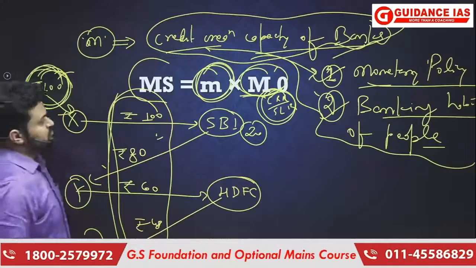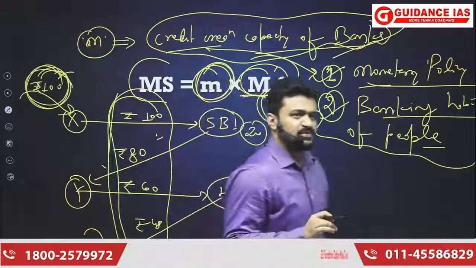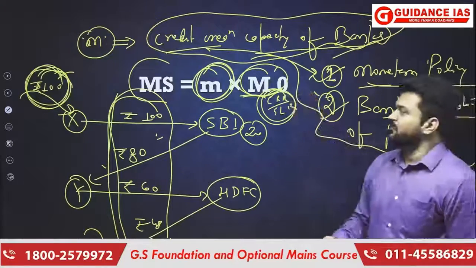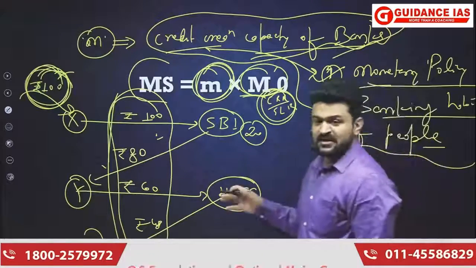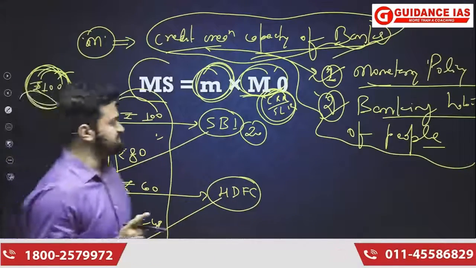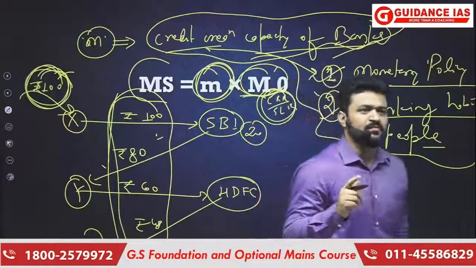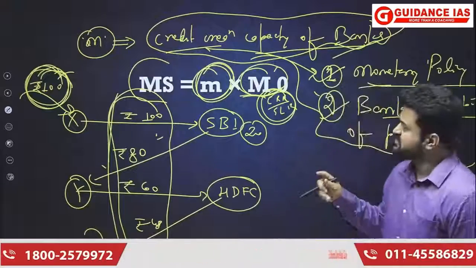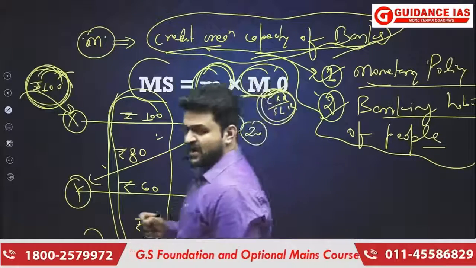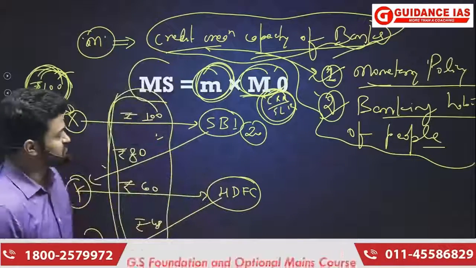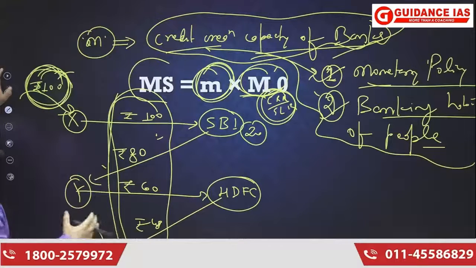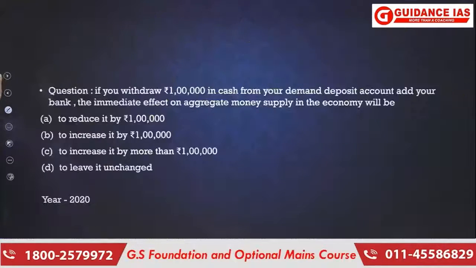Okay, so you understood how money supply in the economy is going to be determined firstly by the reserve money, but mostly by the money multiplier, which is going to depend upon credit creation capacity of the banks. And now this credit creation capacity of the banks depends upon two major factors. The first is monetary policy, and the second is banking habits of the people. Okay, banking habits of the people.